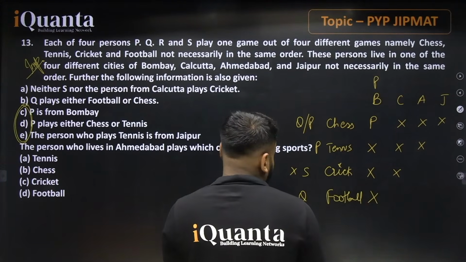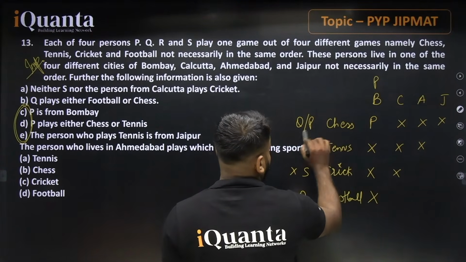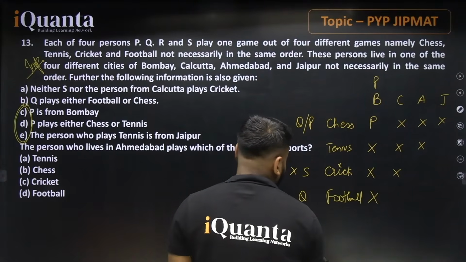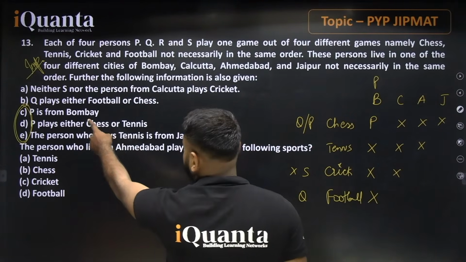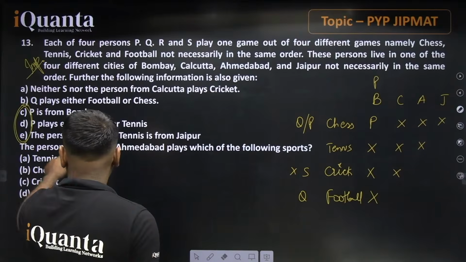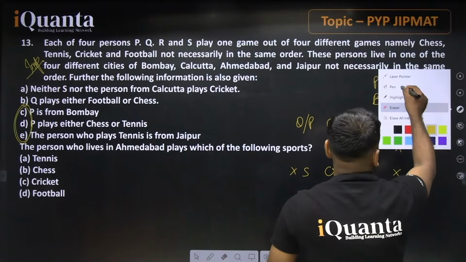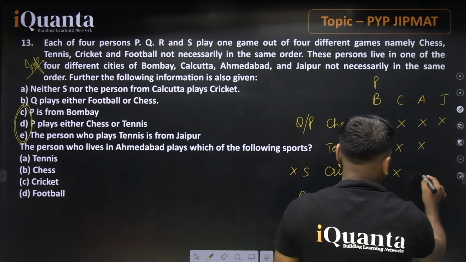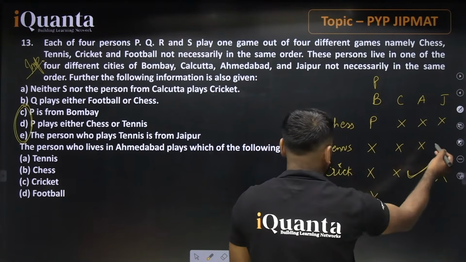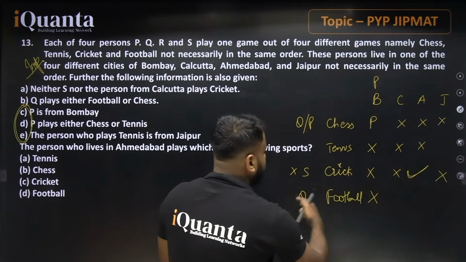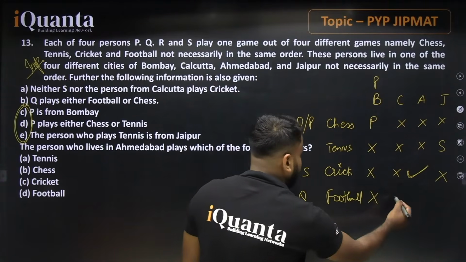Now eliminate P from here, correct? And here we have Q. Logically, the person who lives in Ahmedabad plays cricket, correct? So this is Ahmedabad and the game is cricket. This will be cancelled out, and tennis is the only term left, and S is not coming over here, Q is coming over here, so S will come over here, correct?